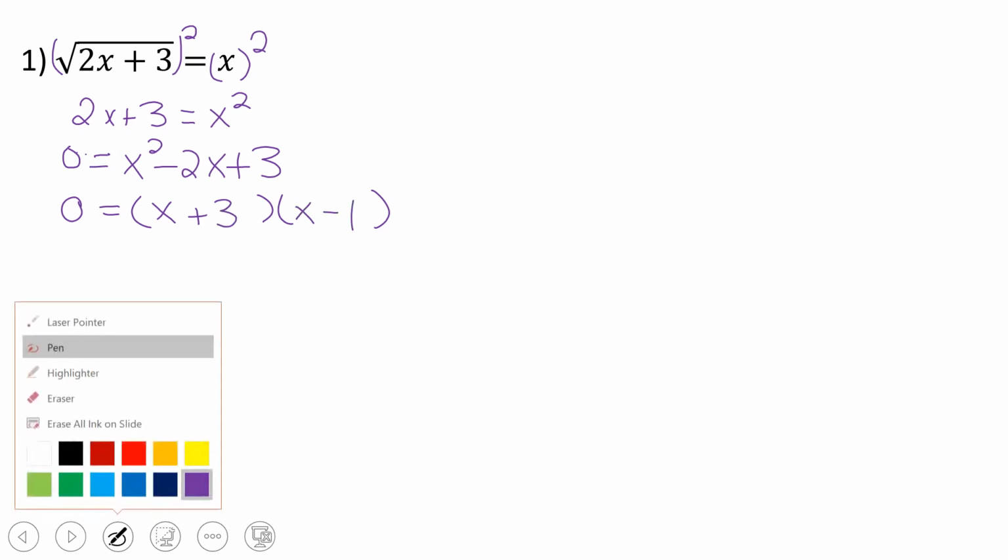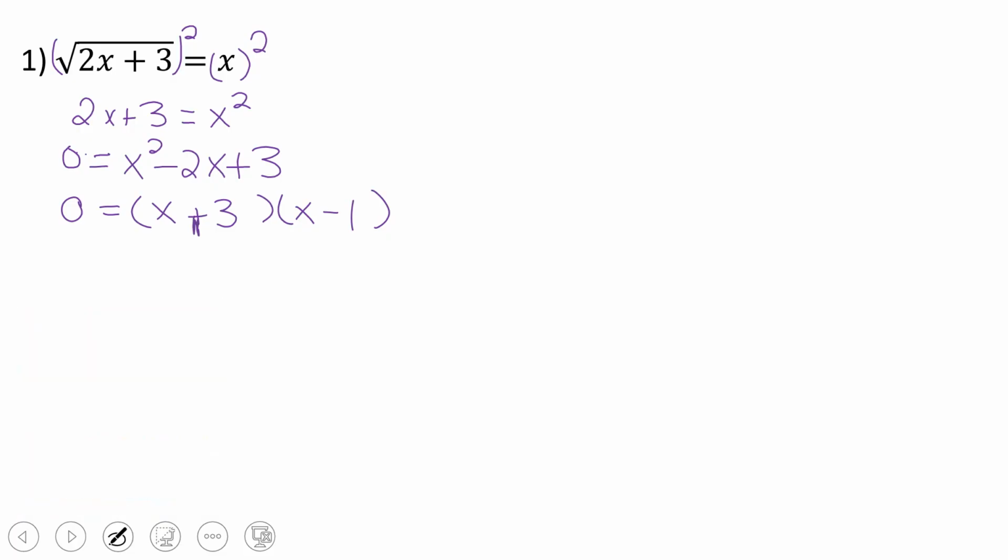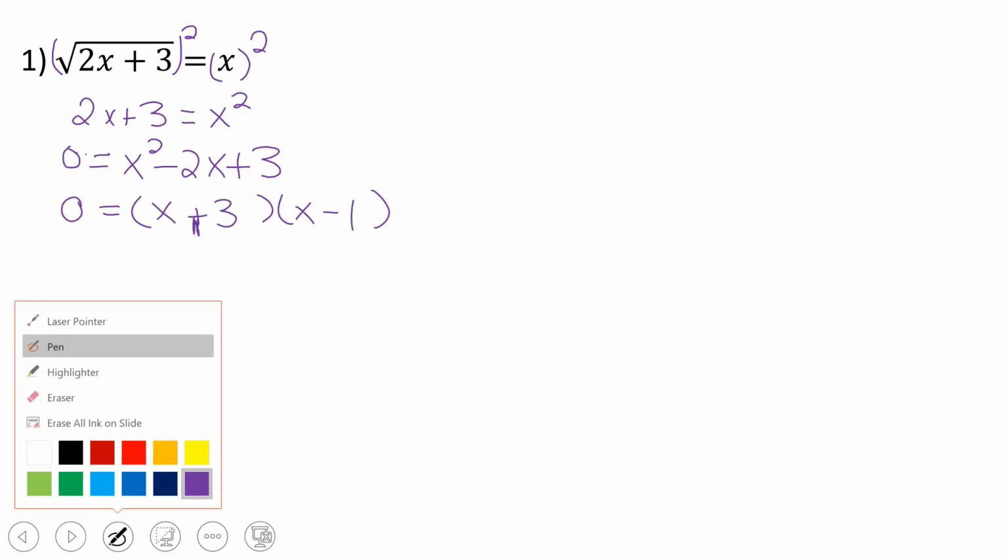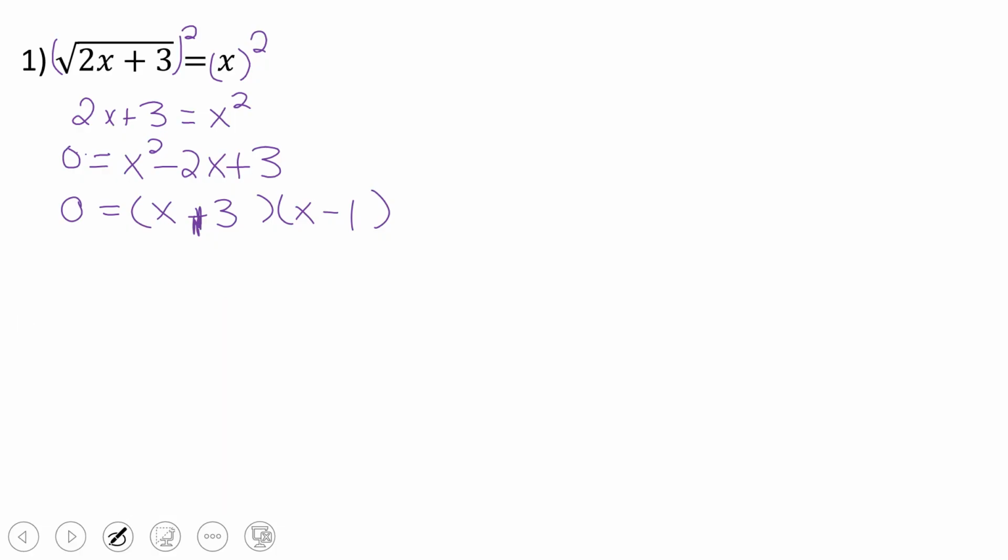Oops, actually, I have my signs backwards. Try that again. Well, it won't let me erase. Okay, well, this is going to be minus, and this is going to be plus because my eraser is not working. So then you set each of these equal to 0 and solve. So I'm thinking that I get the answers of x equals 3 and x equals negative 1.